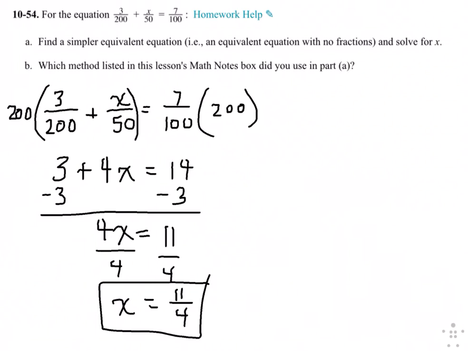B says, which method listed in the lesson method? I'm less concerned about that, all right? I'm more concerned that you know that this step is the multiplication property of equality, right? This step is the subtraction property of equality. This step is the division property of equality, right? I'm more concerned that you know those steps rather than you know that it's called fraction buster or whatever in CPM.